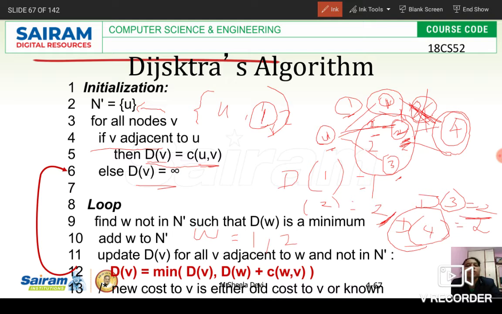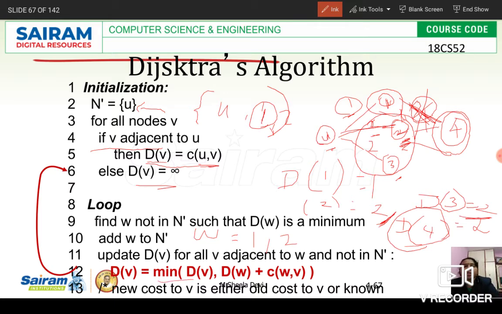From U through 2, do we have any path? If we have any path, we have to find the cost from U through 2 to that destination, and compare with the old cost. If it is less, we have to update. If it is not less, then we should leave it. So this is how Dijkstra's algorithm works. First we calculate the cost of the direct path. Then we find all the possible paths. If the alternative path is minimum, we update. If it is not minimum, then we should not update.